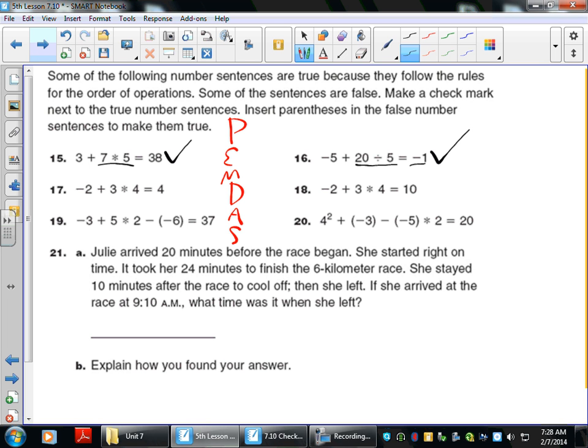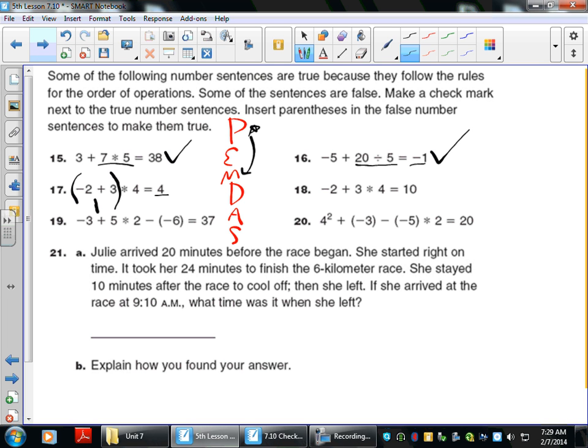So we have to put parentheses in this one to make it true. Let's see if I put parentheses around negative 2 and 3. Let's do that first. Parentheses come before multiplication, so I'll do the parentheses first this time. Negative 2 plus 3: I'm on a number line at negative 2, and I move 3 spaces to the right because it's positive. That gives me an answer of positive 1. Well, 1 times 4 equals 4. Putting parentheses around the negative 2 plus 3 made that true.